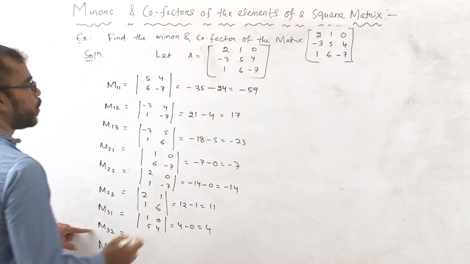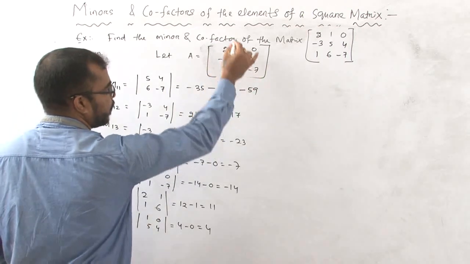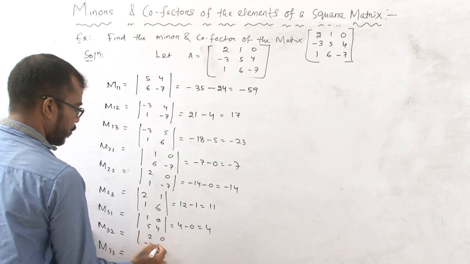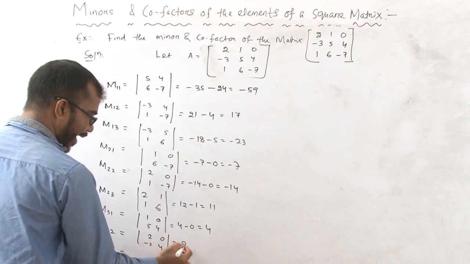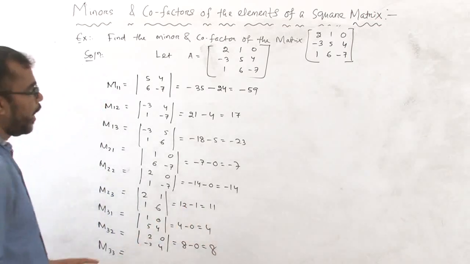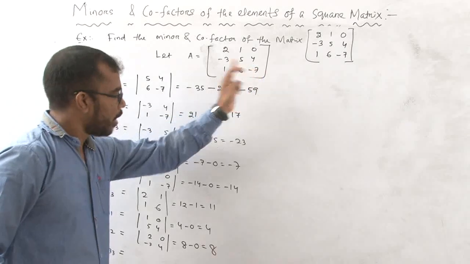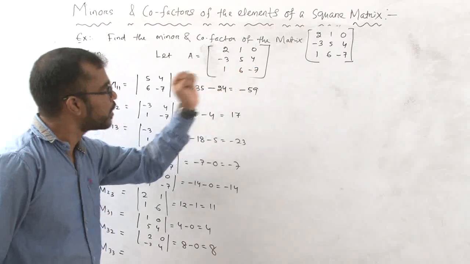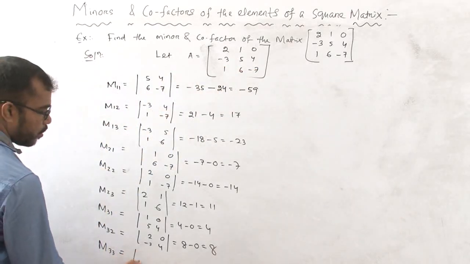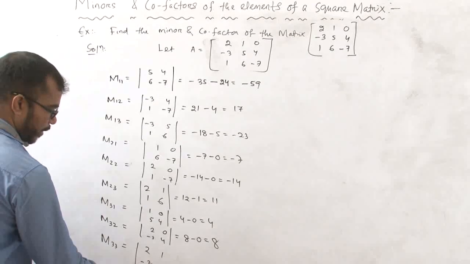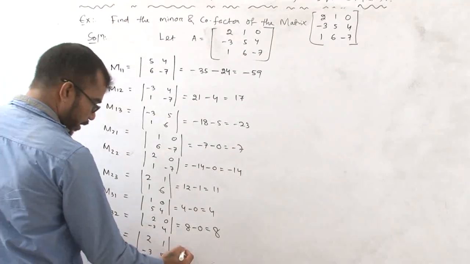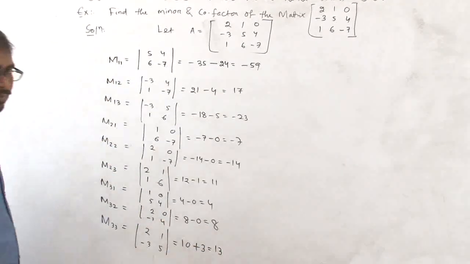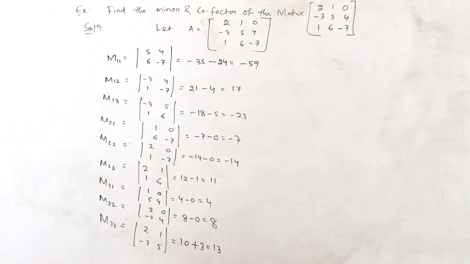Similarly, M32. This is the element of M32. If we delete the row and column, then we get 2, 0, minus 3, 4. Then we get 8 minus 0, that is 8. And the last one is M33, the element minus 7. If we delete the row and column, then we get 2, 1, minus 3, 5. If we calculate, we get 10 minus of minus 3, that is plus 3, that is 13. So these are the solutions of the minors.